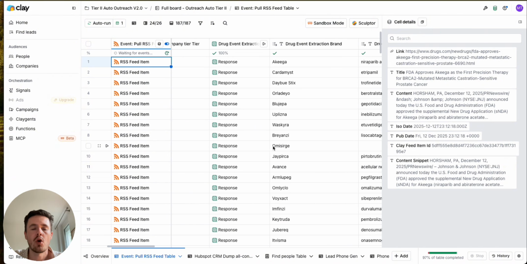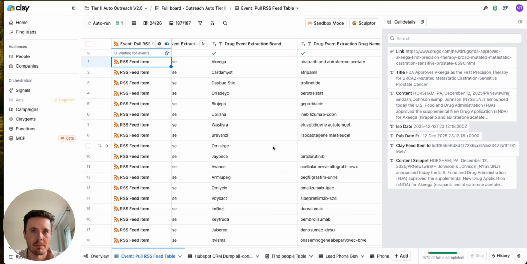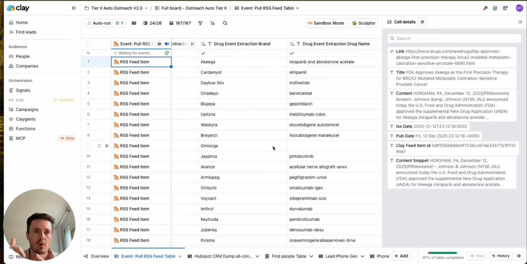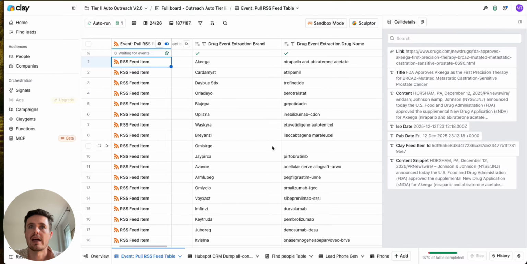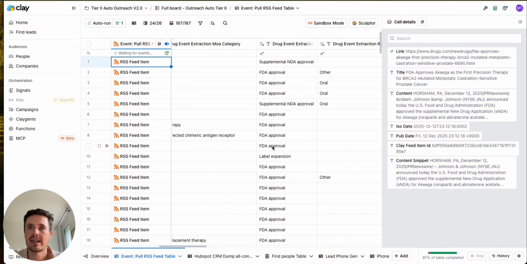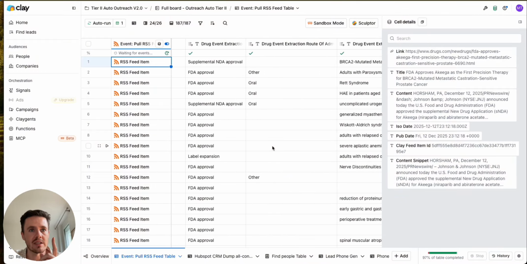Then I want to know more about the particular event that happened. What is the name of the drug? What is the mechanism of action? What is the indication it is used in? All these different things that I'm later going to use to craft a completely personalized message to the person that's going to receive it. Okay, so yeah, we have here all this data.